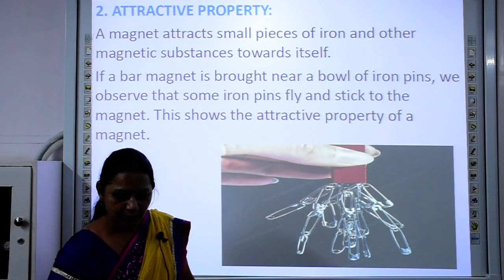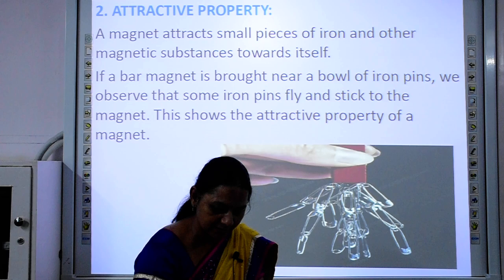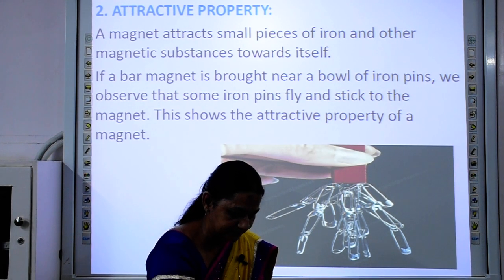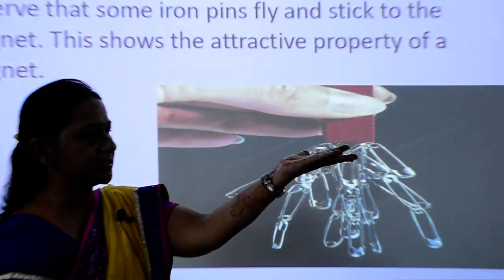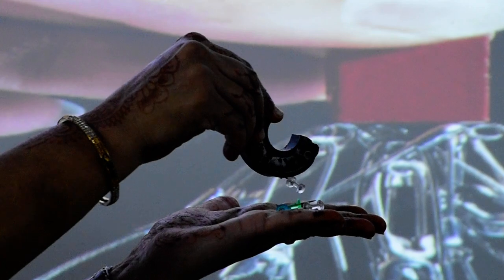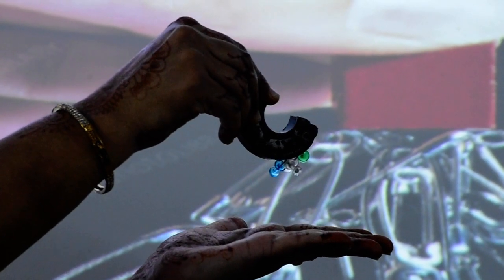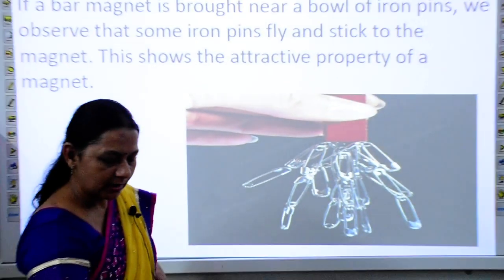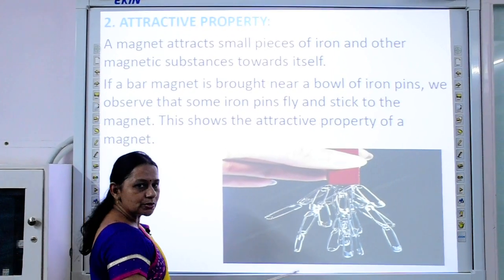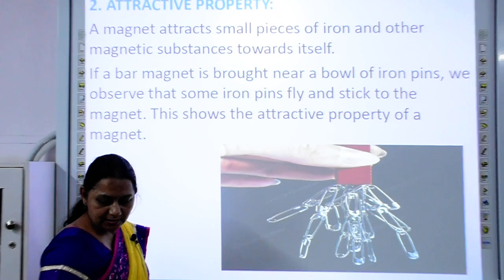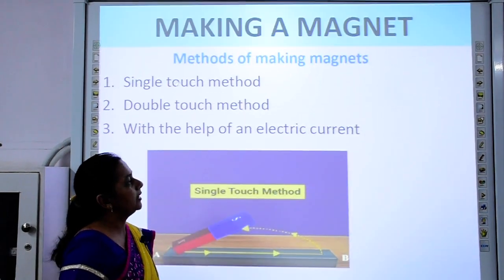I will show it to you with the help of a magnet that I am having in my hand. I have some iron nails and iron pins here, and as I bring a magnet closer to them, you can see that the pins fly and cling to the magnet here. So this is the attractive property of a magnet. This was the second property of a magnet.